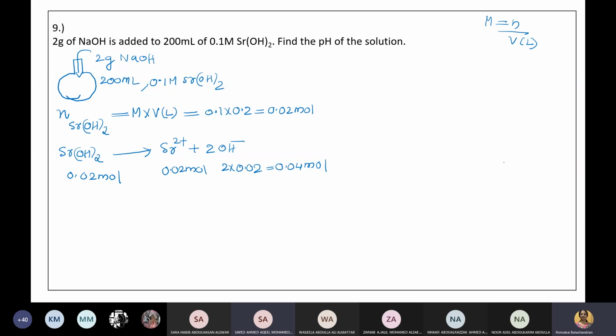Then you added 2 grams of NaOH. So I can find the number of moles of NaOH, correct? How will I find the number of moles of NaOH? Mass over molar mass. 2 over the molar mass of NaOH, approximately 23 plus 16 plus 1, which is 40 gram per mole. So 2 over 40. What's the value of 2 over 40? 0.05.